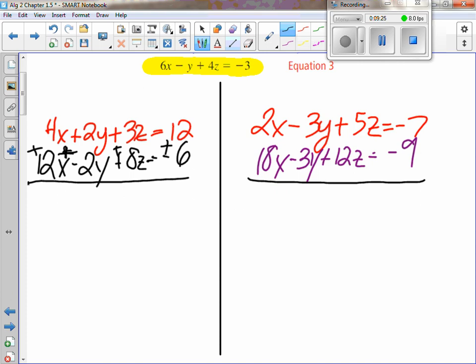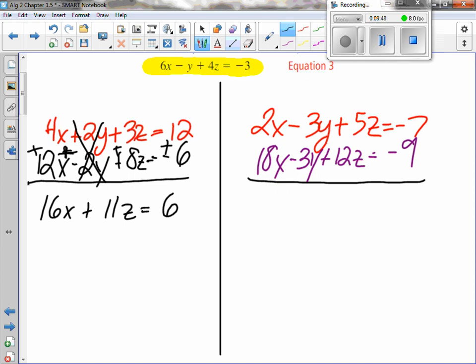Does that make sense? So let's do the rest. 4x plus 12x is 16x. These variables cancel just like we wanted. We wanted that. 3z plus 8z is 11z. 12 plus negative 6 is 6. So we have that done. Now we have an equation with two variables, yes? That is what we wanted, so good.